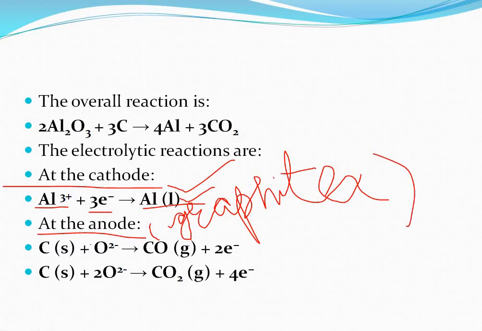And at the anode, the rod is carbon, that is graphite material. So O2 negative ions which are coming from the alumina combine with a carbon atom and get converted to CO, that is carbon monoxide, and 2 electrons are released. Now again, this carbon, when combining with 2 oxygen atoms, will convert to carbon dioxide gas, and there is a removal of 4 electrons there.